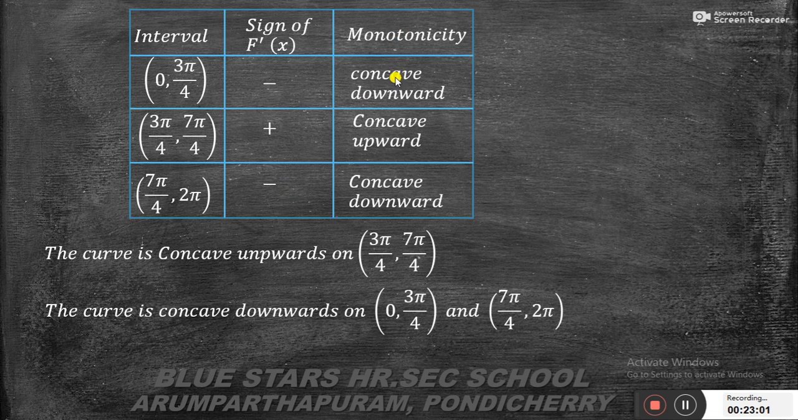Now I write concave downward, concave upward, concave downward. From this table I conclude that the curve is concave upward on 3 pi by 4 comma 7 pi by 4. The curve is concave downward on 0 comma 3 pi by 4 and 7 pi by 4 comma 2 pi. I mentioned the concave upward and concave downward from the above table.